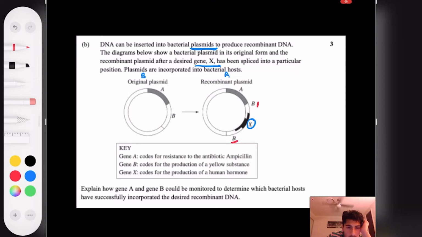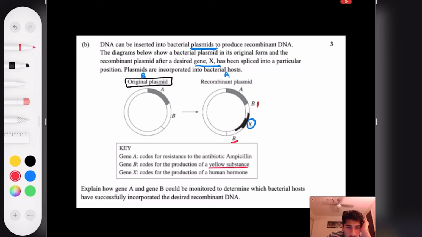Okay. But the original bacteria have this original plasmid. They don't even have gene X. So would they produce the yellow substance, Zachariah? Oh, okay, they wouldn't. Yeah. Right. So the first thing you think about, wait, gene X is for human hormones. Gene B is what codes the yellow substance. Oh right, yes. Good point. Good point. So let's highlight that. So that's why it would break it, because it goes in between.